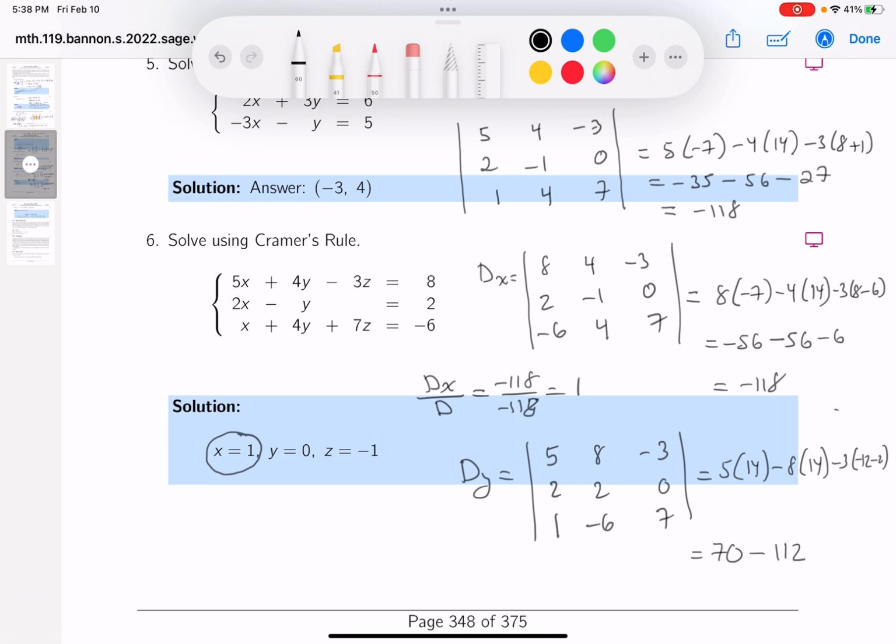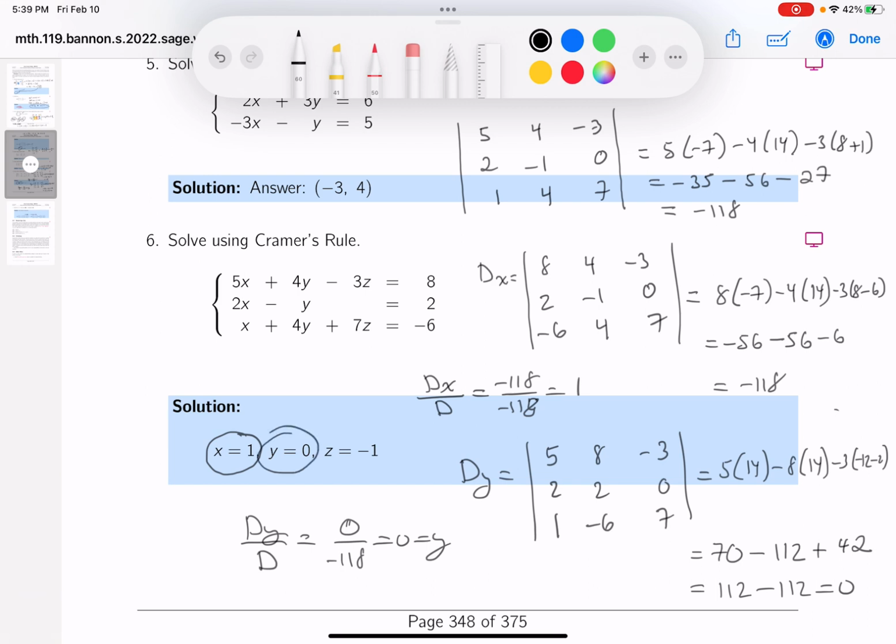And then I get this last thing, which is minus 14 times minus 3, so it's plus 3 times 14, which is 30, and 12, 42. All right, let's be careful. 70 and 42 is 112, and 112 minus 112 is 0. So this is pretty easy. dy over d is going to be 0 over minus 118, which is 0, which is what y is. I see it right over here.